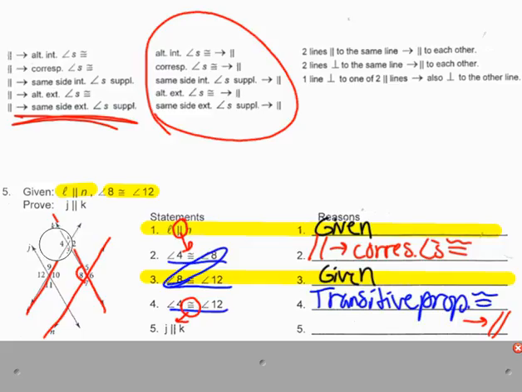I'm going to erase this. All right, so I have J, K. Here's J, here's K. 4 and 12 are right here. So 4 and 12 are corresponding again. Corresponding. Okay.